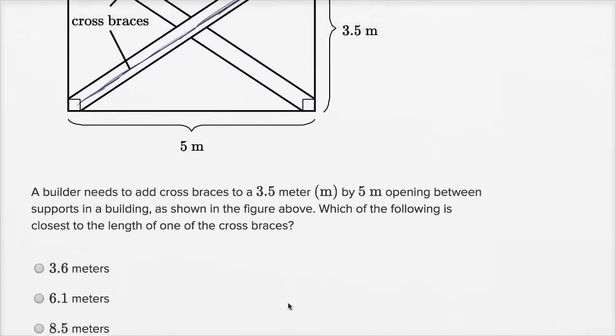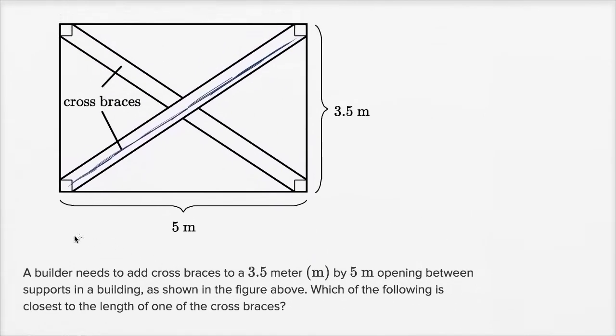And they give us 4 options here. And so let's look at this. So closest to the length of one of the cross braces. So if you look at the cross brace that I have started to shade in here in this navy blue, and then if you look at this 5 meter side, and then you look at this 3.5 meter side, you see that they form a right triangle. And so if we wanted to solve for the length of the cross brace, that cross brace is the hypotenuse of the right triangle. It's the longest side of that right triangle.